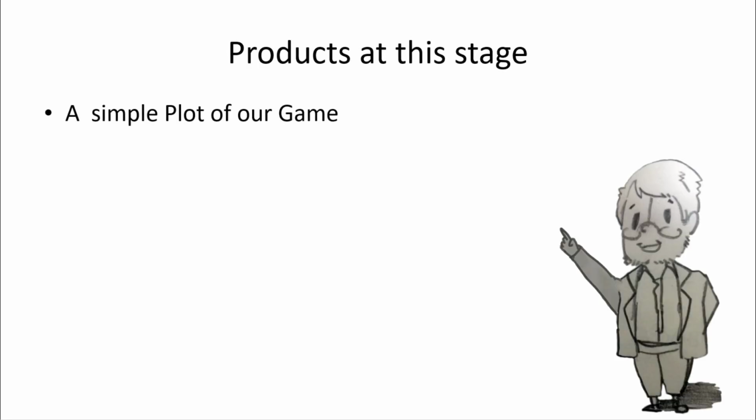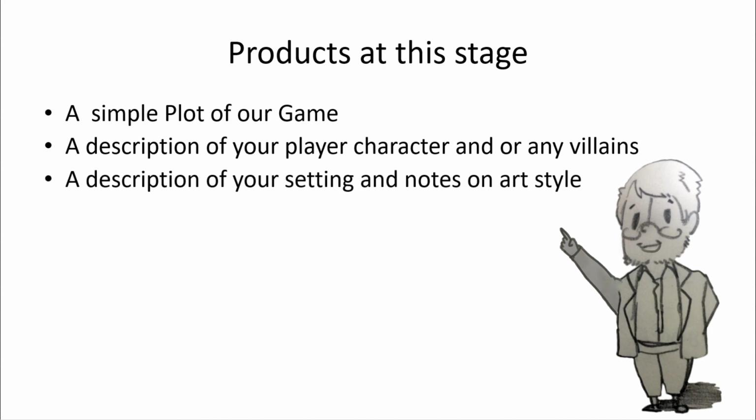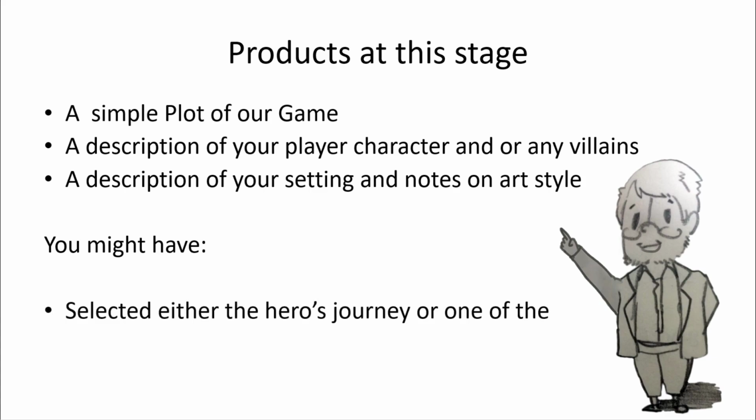So at this stage, we should have a couple of products made up. You should have a one-sentence, simple plot of your game. You should have a description of your player character and or any villains that you are going to be using. A description of your setting and notes on your art style. And you might also have selected either the hero's journey or one of the 7 basic plots as a basis for your discussion and for you moving forward.